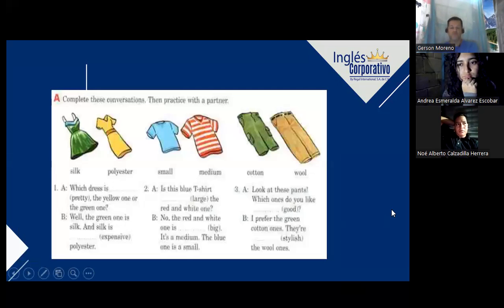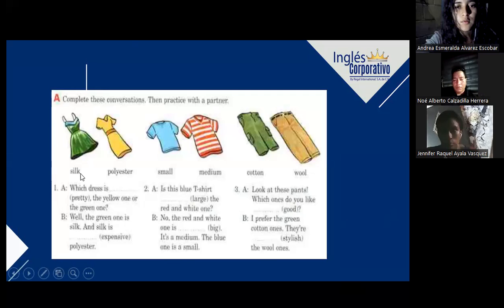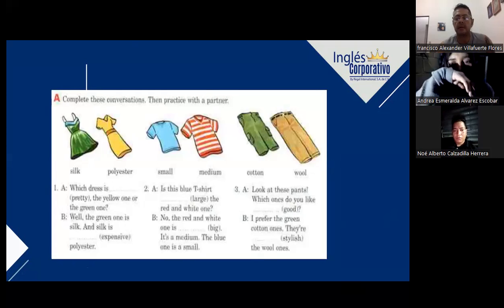Ok, look at this example. Vamos a trabajar en este ejercicio. Complete these conversations, and then practice with a partner. Tenemos silk. ¿Qué decíamos que era silk? What do you remember? Seda. Then we have polyester, small, medium, cotton, and wool, right? That's okay.